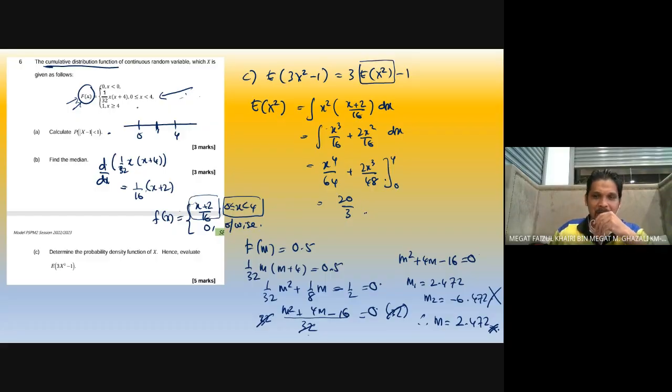So to finish this, the expected value of 3x squared minus 1 is 3 times the expected value of x squared, minus 1. 3 times expected value of x squared, 20 over 3, minus 1. So 3 divided by 3, 20 minus 1 equals 19.